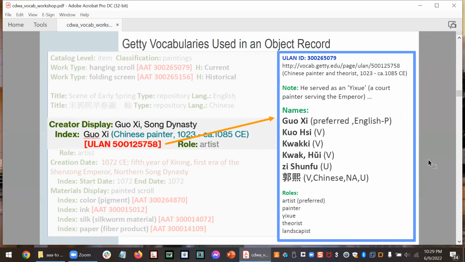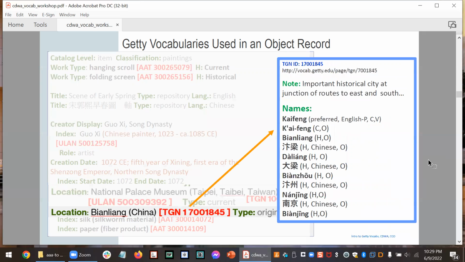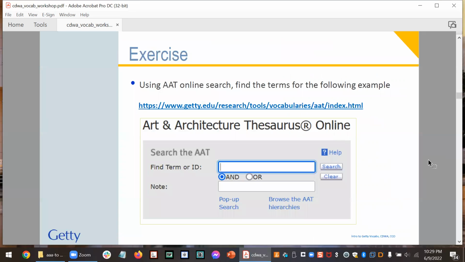So for ULAN, linking to Guaoji, now you have access to all the rich information about that artist in ULAN, or Bianliang, the place where the work was made. I have the rich names and other important information from TGN that you can use.